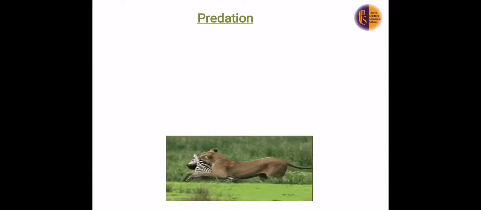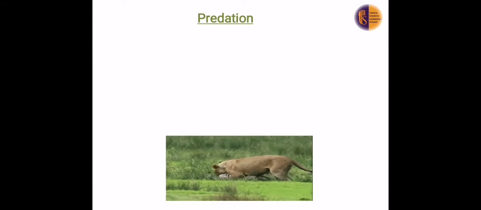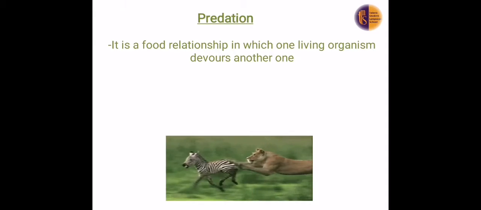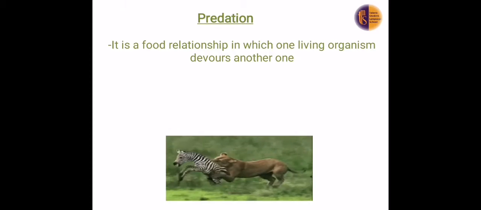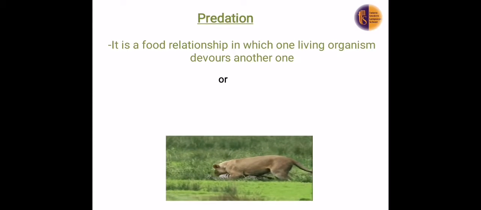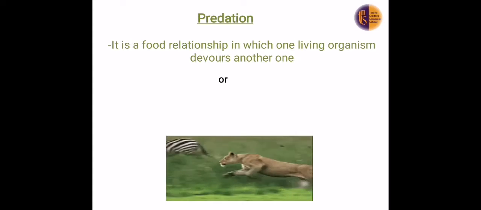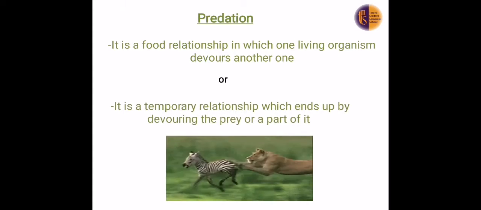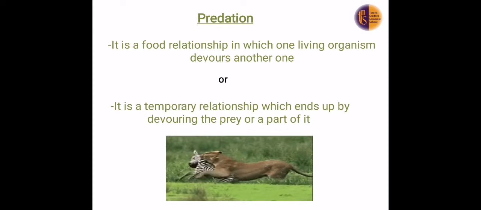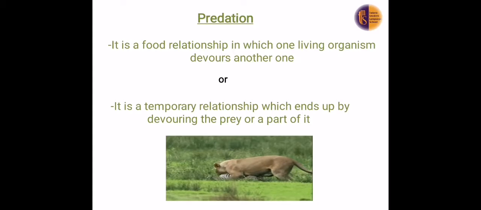Let's start with the first one. The first relation is called predation. What is predation? As we see here, it's a relationship between two living organisms, right? In which one living organism devours another one. We can see here the lion devours the zebra, right? Or it's a temporary relationship which ends up by devouring the prey or a part of it.